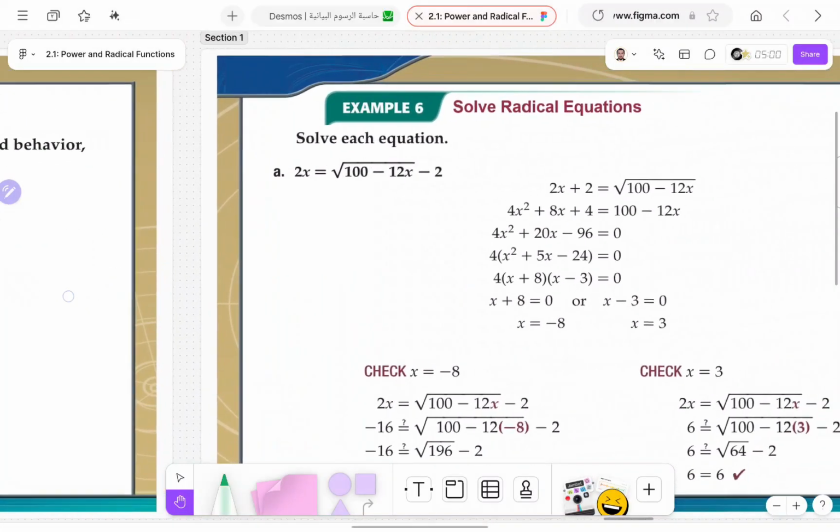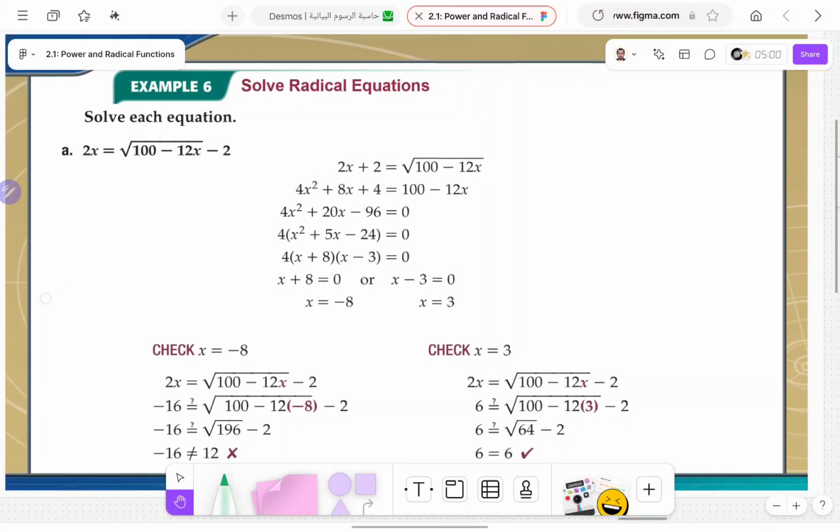And let's go now to the last part. Okay, now the last part of this lesson, solve radical equations. Okay, now solving radical equations is easy. We have only 3 different types of examples to solve radical equations.